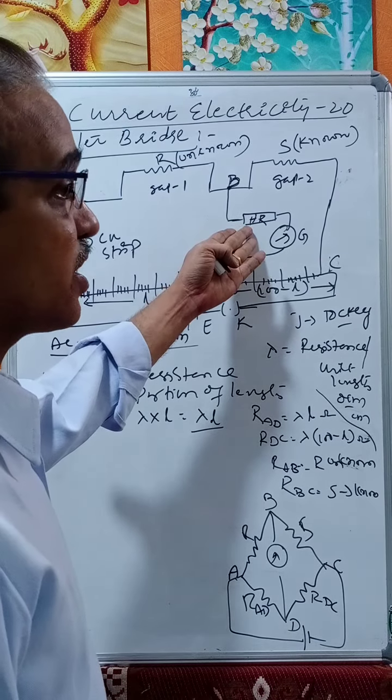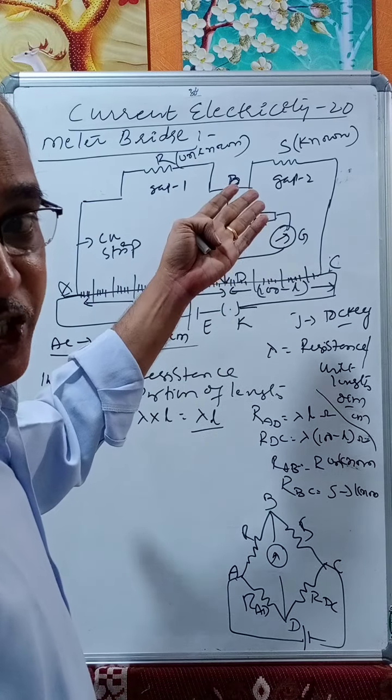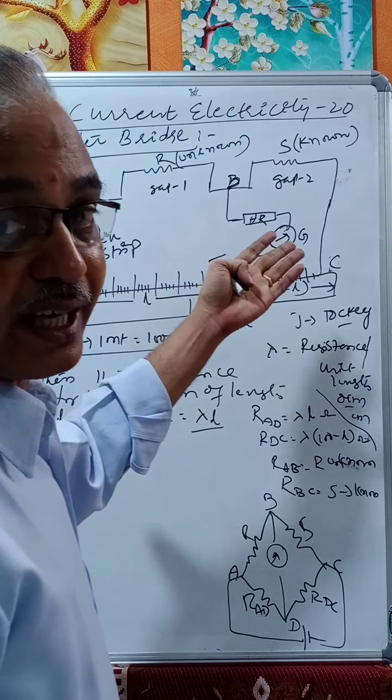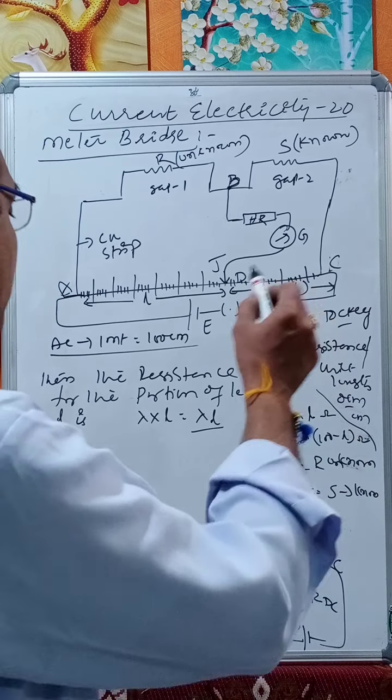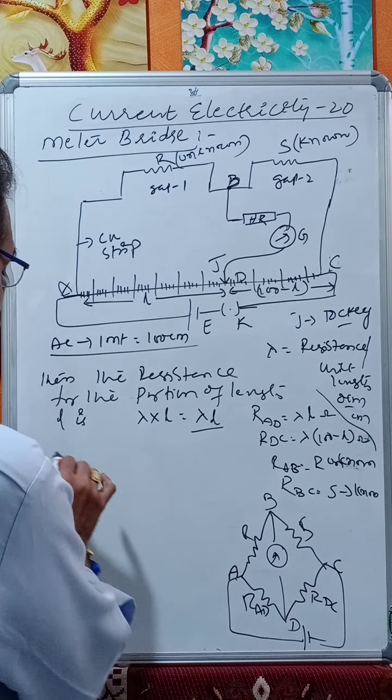What is the use of the high resistance? It protects the galvanometer, avoiding high currents passing through it. Okay, now from this, what do we have?